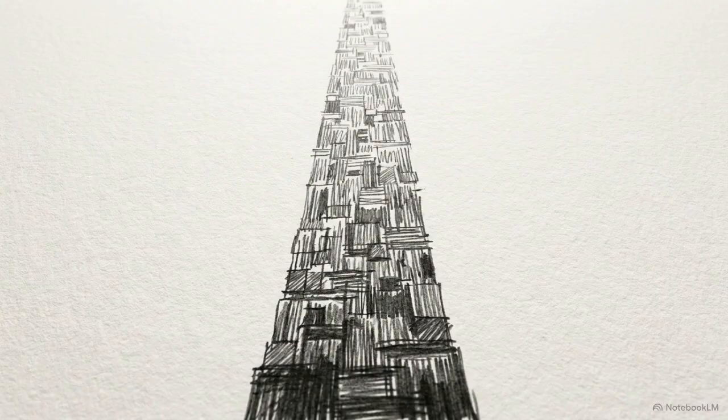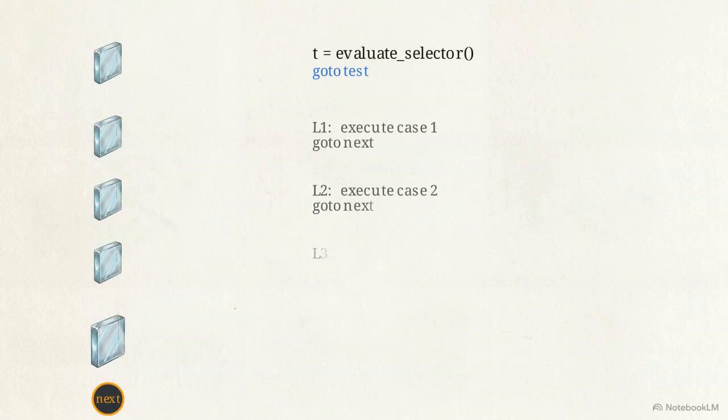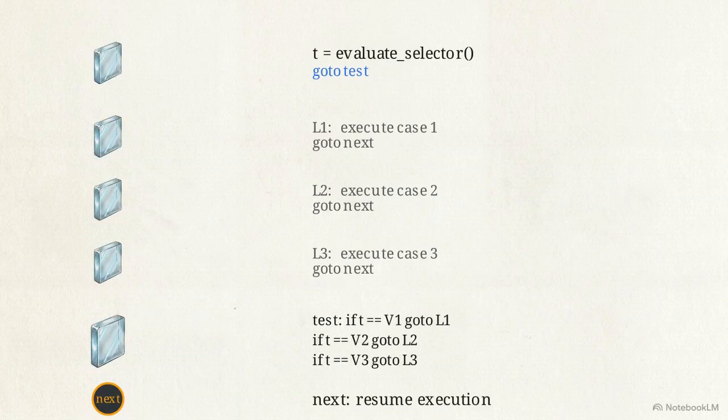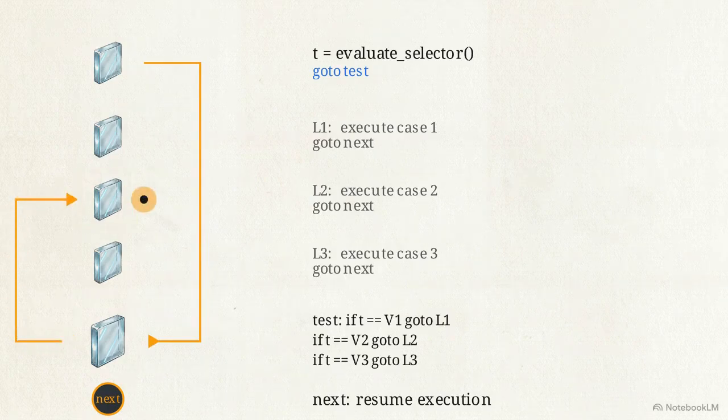Zooming out to view the completed intermediate representation, the final execution architecture is clear. This overlays a control flow graph onto the generated code, mapping the true execution loop. At runtime, the program evaluates the selector expression, jumps down past the statements to the test block, jumps back up to the specific target body, and finally exits.